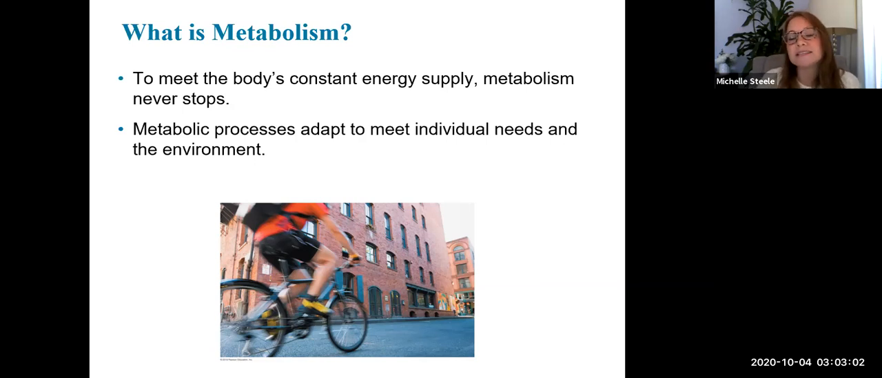Our metabolic processes are going to adapt to meet our individual needs and our environment. So, as you can imagine, an individual who is running a marathon is going to have a high need for that constant supply of energy versus an individual who's simply sitting on the couch and not necessarily needing as much physical energy, but they're still carrying out certain physiological processes in their body that are going to require this metabolism to continue to take place.